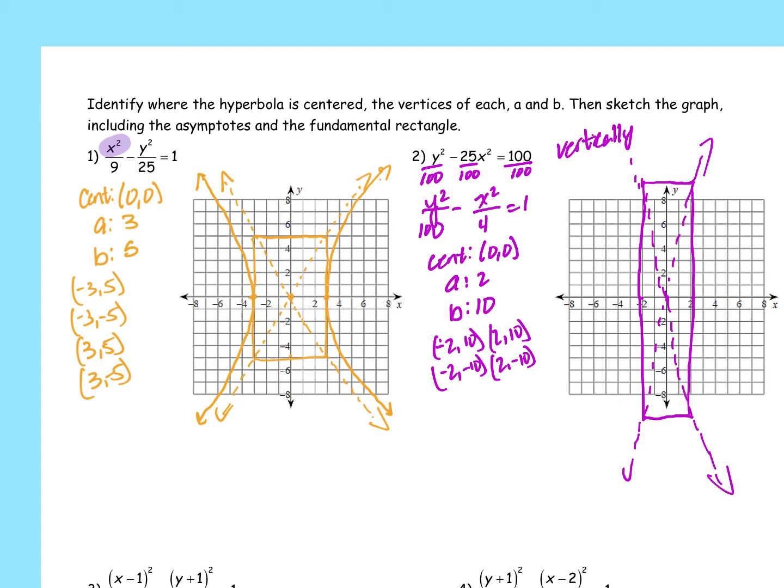Those are really bad asymptotes. Okay, and it's opening vertically, so up here is where my hyperbolas are going to be. And, ooh, that was bad. There we go. Should look something like that.